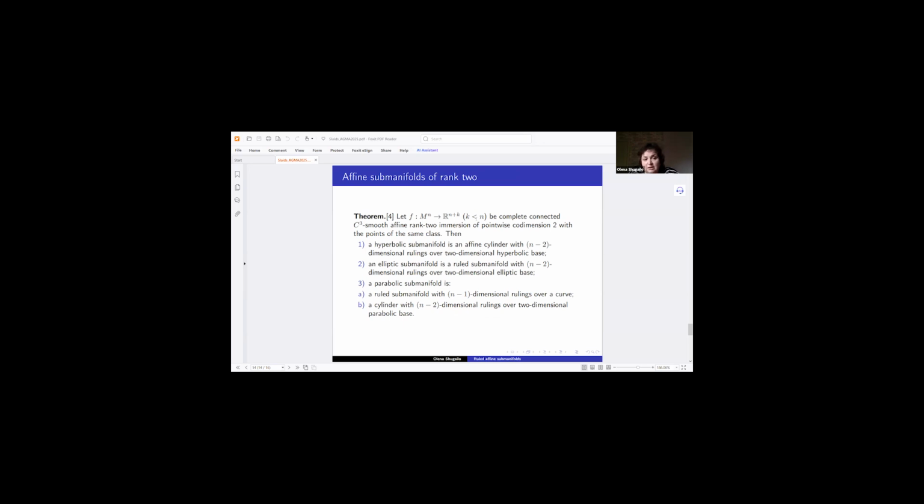If we have a complete smooth affine rank 2 immersion of pointwise potential 2 with points of the same class, then a hyperbolic submanifold is an affine cylinder with n-2 dimensional rulings over a 2-dimensional hyperbolic base. An elliptic submanifold is a ruled submanifold with n-2 dimensional rulings over a 2-dimensional elliptic base. A parabolic submanifold is either a ruled submanifold with n-1 dimensional rulings over a curve, or a cylinder with n-2 dimensional rulings over a 2-dimensional parabolic base.